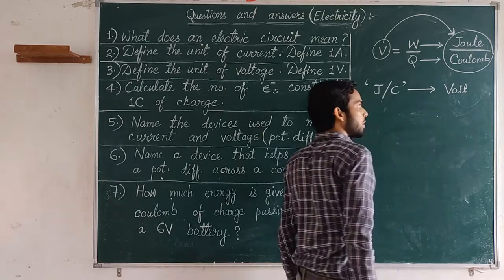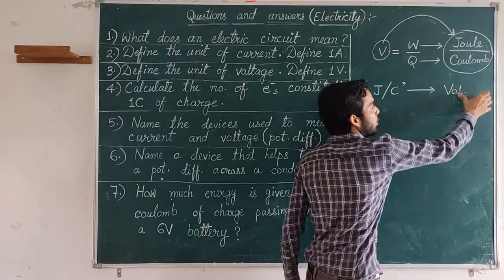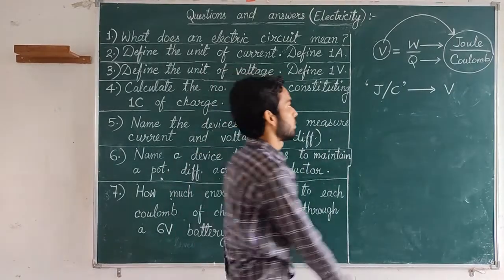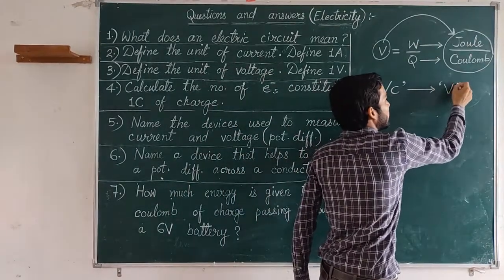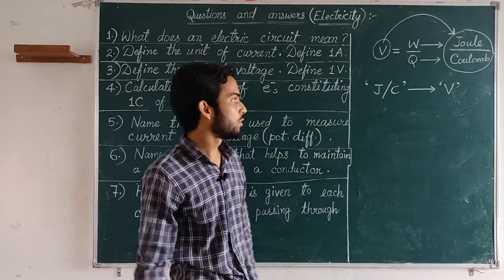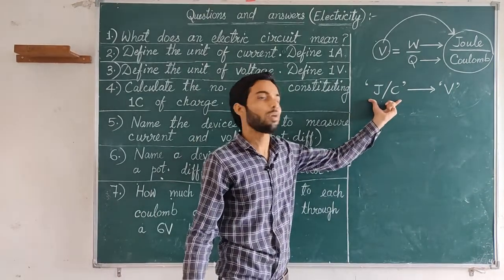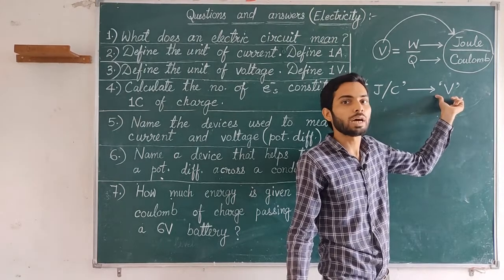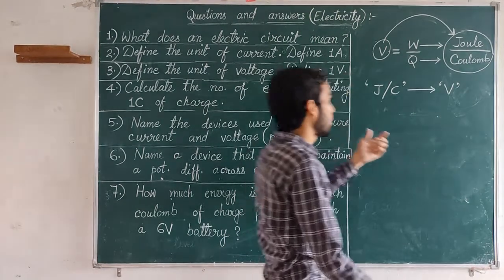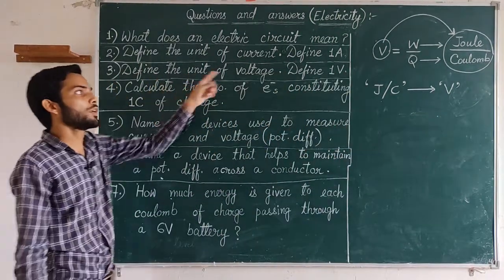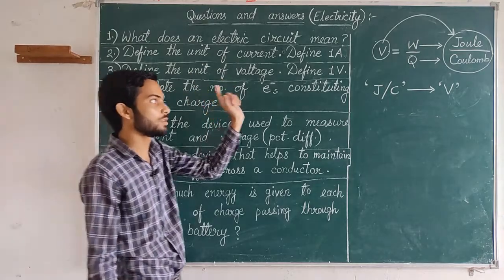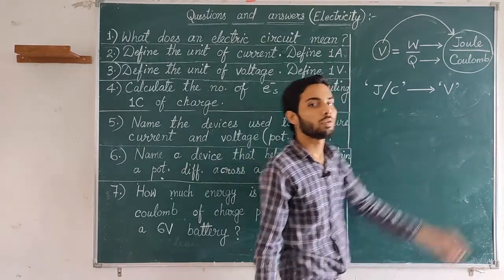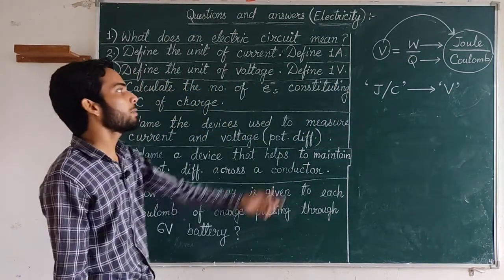I can also write it in short form as V. Why volt? Why is there a special name for joule per coulomb? Because it is named after a scientist named Alessandro Volta. So the answer of question number 3 is, the unit of voltage or potential difference is joule per coulomb or volt. Okay, now there is also a second part in this question.